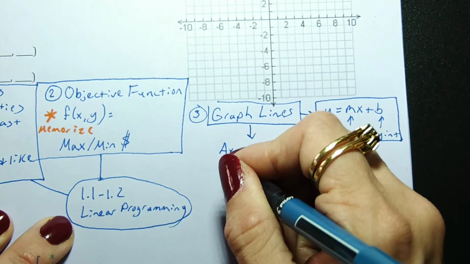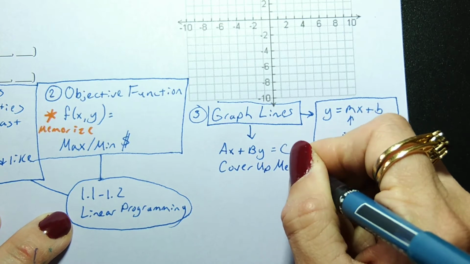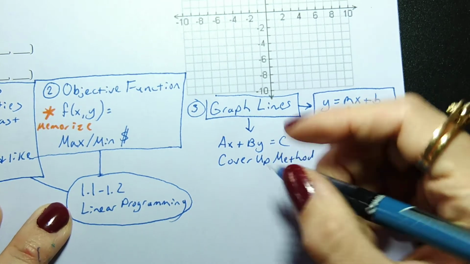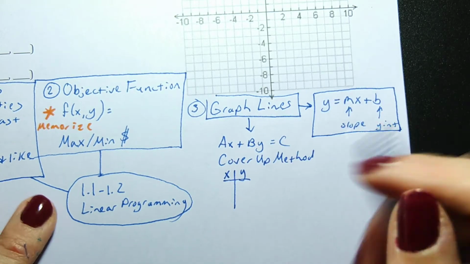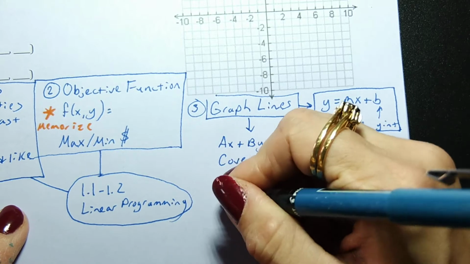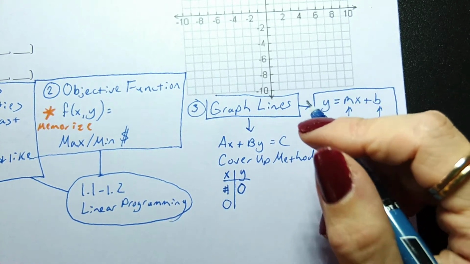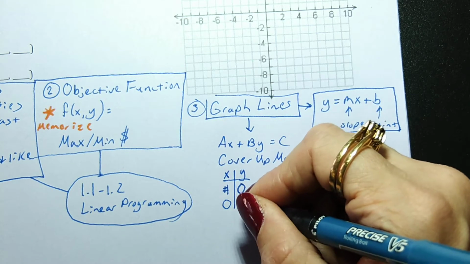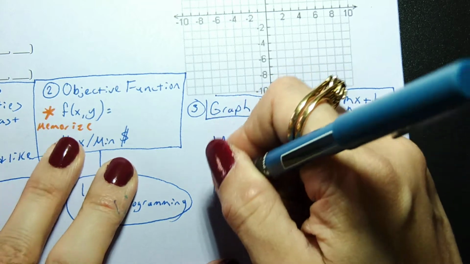So in order to graph using standard form, we use the cover-up method. And how we do the cover-up method is we plug in 0 for y and figure out what the x-intercept is. And then we plug in 0 for the x to figure out what our y-intercept is. And I'll be demonstrating this on a problem for you, but this process is going to be helpful.